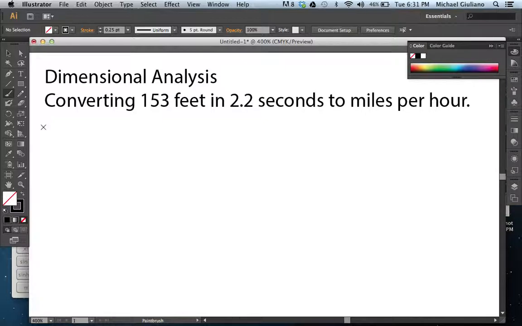to do is convert 153 feet in 2.2 seconds into a rate. Alright, so changing into a rate means that you're going to see how many feet you were going in just 1 second, which puts a 1 in the bottom of a fraction.